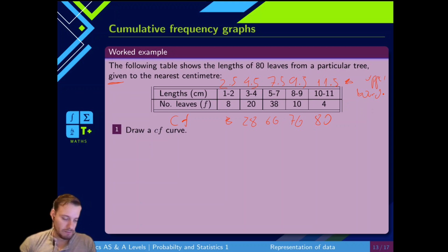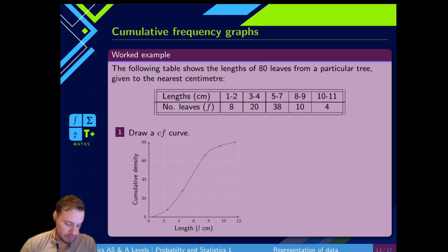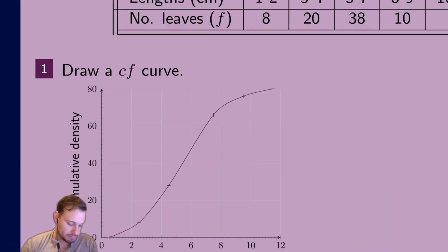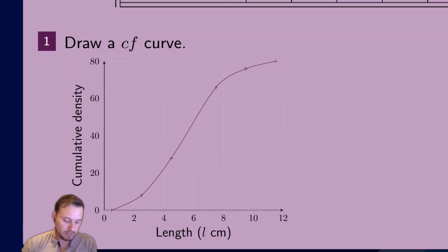We're going to plot the value 2.5 with 8, 4.5 with 28, 7.5 with 66, 9.5 with 76, and 11.5 with 80. And the graph is going to look something like this. I have it here with the values drawn.